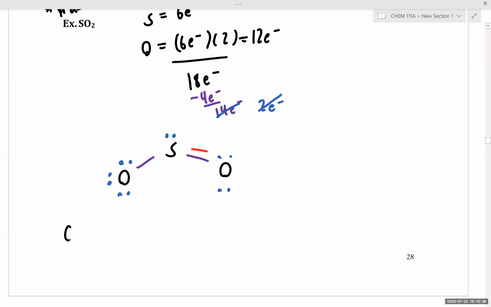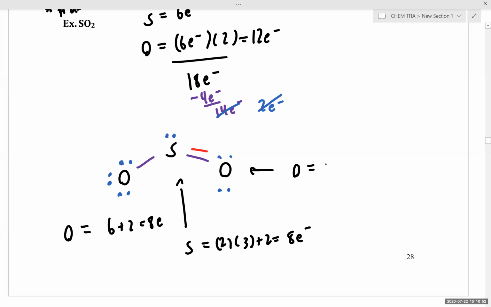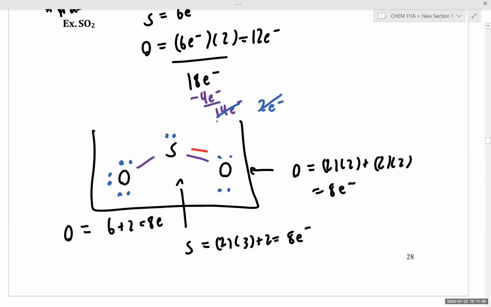Now to check our work, oxygen has 6 plus 2, 8 electrons. Sulfur has 2 times 3 plus 2 or 8 electrons. And oxygen has 2 times 2 plus 2 times 2, which gives us 8 electrons. So we've fulfilled the octet rule and we're all good to go. So this is our complete structure, just obeying the octet rule for sulfur dioxide.